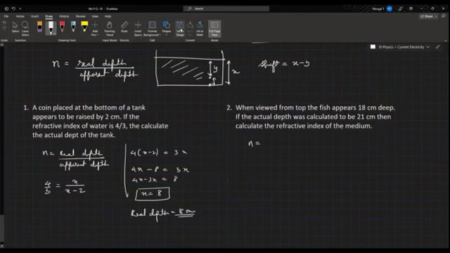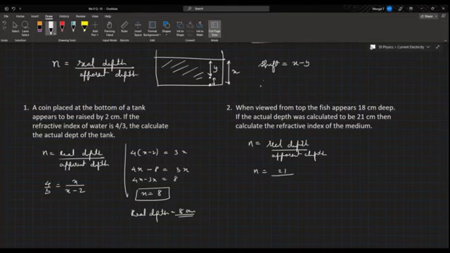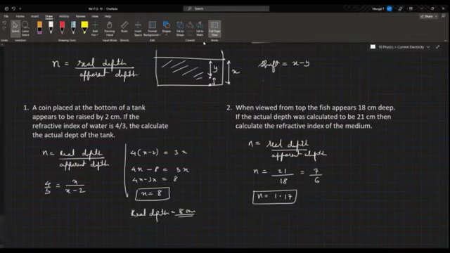So I received a couple of answers. One answer is 6 by 7. Another answer is 7 by 6. Okay, so which one will be correct? Refractive index is real depth upon apparent depth. So the real depth is 21 and the apparent depth is 18. It appears to be 18 centimeter deep. So this will be 3 7s are 21, 3 6s are 18. So 7 by 6 is the correct answer. But you cannot leave your answer as 7 by 6. It has to be written in decimal form, so it will be 1.17.